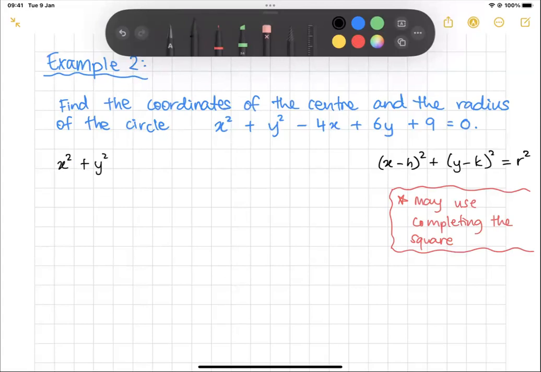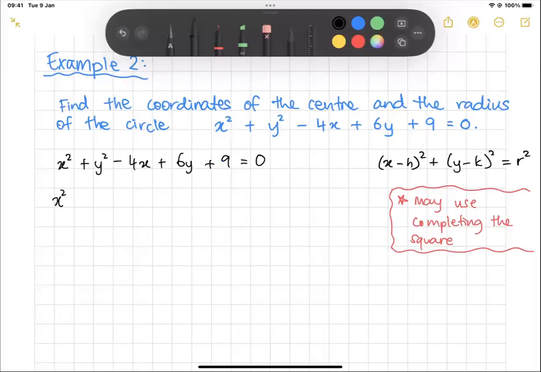Just to start, x squared plus y squared minus 4x plus 6y plus 9 equal to 0. Okay. Now, the first thing I'm going to do is bunch where my x's are and my y's are together. So for example, I'm going to do this.